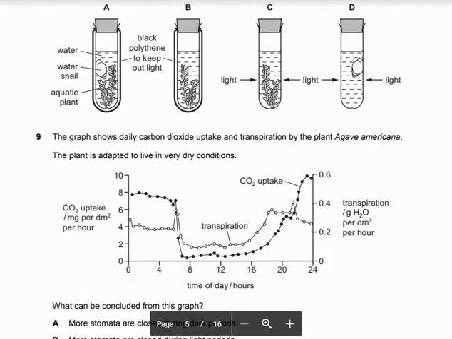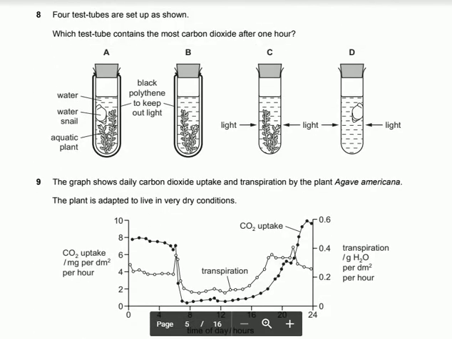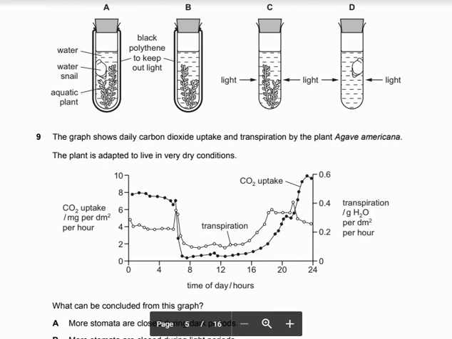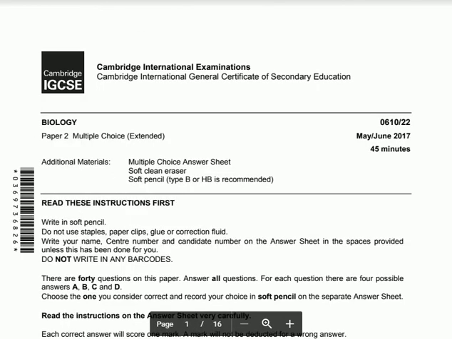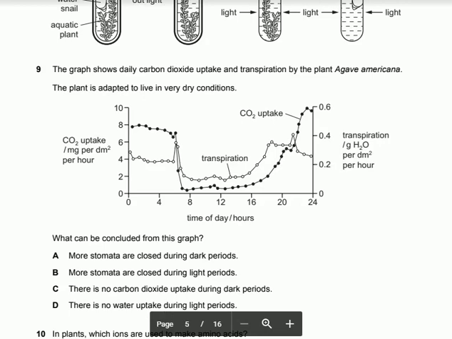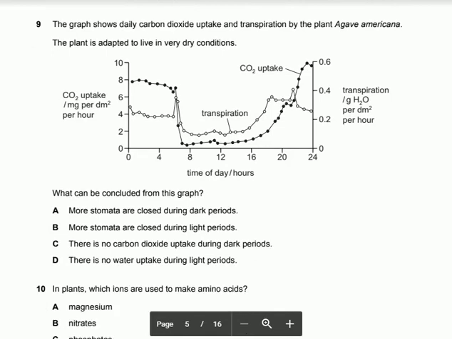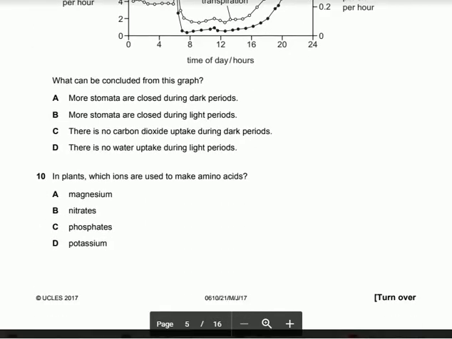For the 4 test tubes, the one I think, which I told you guys, would be A, because it's covered, no photosynthesis, so the plant will start respirating and stuff like that, which I explained, and I think that's the answer, right? Question number 9 is B. Most stomata are closed during light periods. I explained why. And question number 10 would be nitrates, because they produce amino acids.